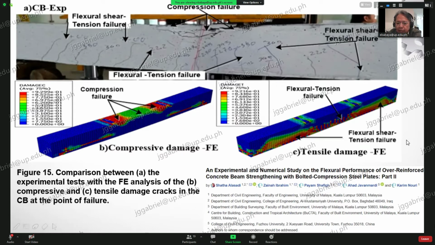Okay, and then we have, says here, flexural shear tension failure. Okay, and then, notice ninyo, it's maximum somewhere here. Pataas siya, no?